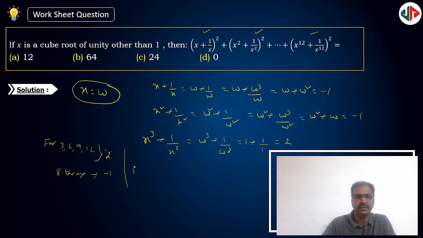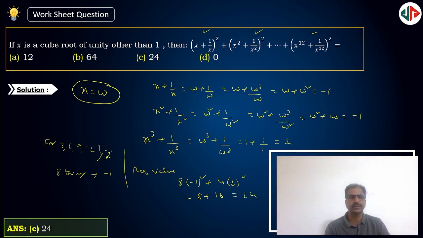So what is the required value then? 8 terms we have, minus 1 whole square. So 8 into minus 1 whole square. And the remaining 4, which are multiples of 3, we have 2 square. So this will be 8 plus 4 into 4, 16. 24 is the final answer. Option C.